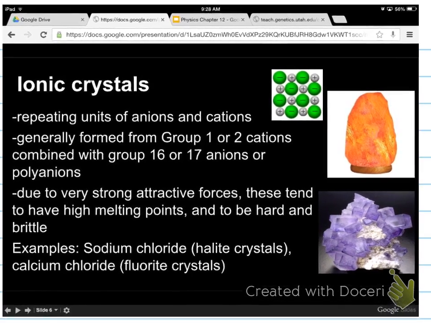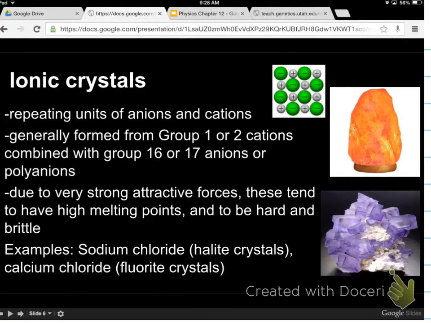Ionic crystals are pretty commonly on display. And that's not calcium chloride, that's calcium fluoride. They're just repeating units of positively and negatively charged particles, cations and anions. Usually these are either alkali metals or alkaline earth metals, so group 1 or 2, mixed with something from group 17, like a halogen. We get a lot of halogens here.